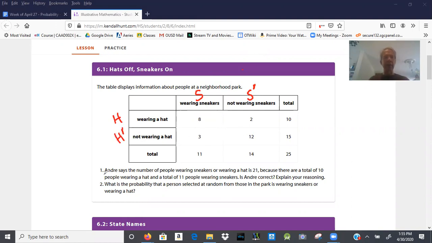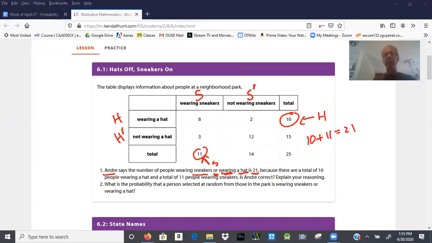And in this, somebody named Andre looks at all this and says, hey, I think there are 21 people who are either wearing sneakers or wearing a hat, okay? Because there is a total of 10 people who are wearing a hat, and there are a total of 11 people who are wearing sneakers, and therefore 10 plus 11 is 21. And the question is, is Andre right?